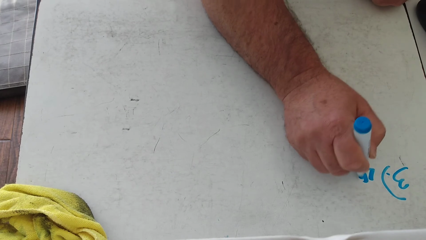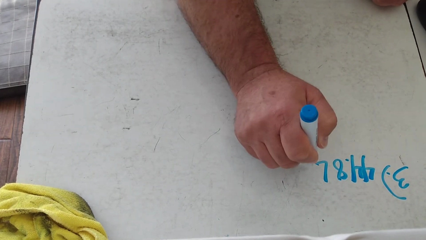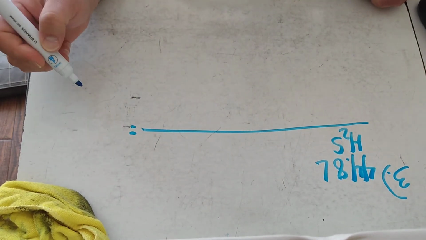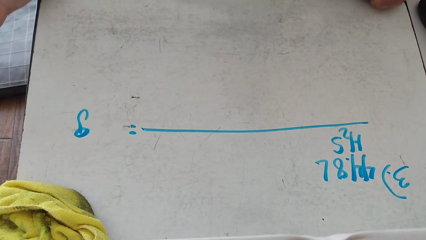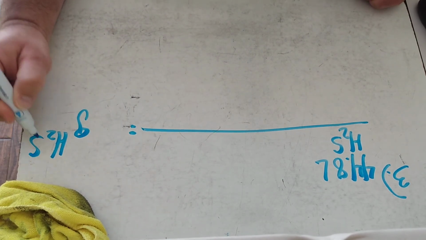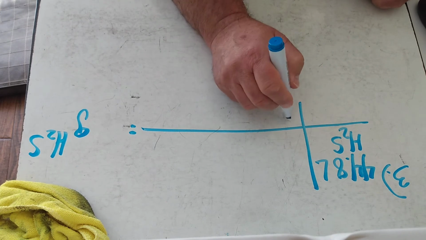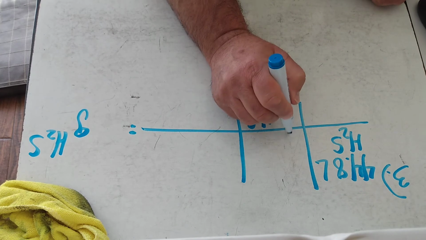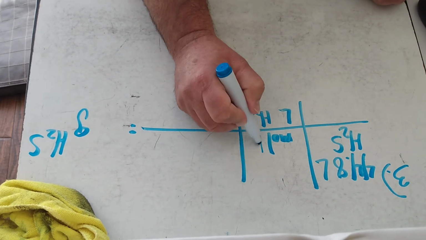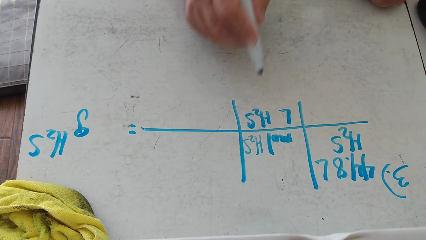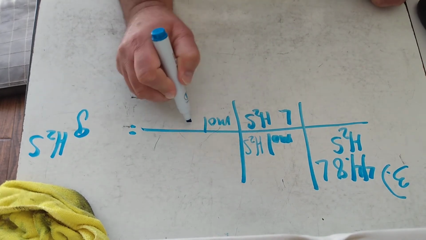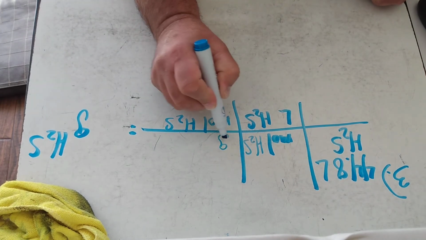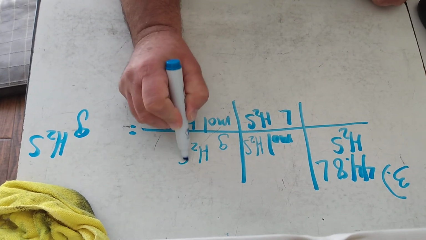You're given 44.8 liters of hydrogen sulfide, and you want to know the mass, and the mass is in grams of hydrogen sulfide. We don't want liters, so liters H2S. We know that's going to equal a mole of H2S. We don't want moles, so we put mole H2S, and we know that a mole of H2S equals so many grams of H2S.